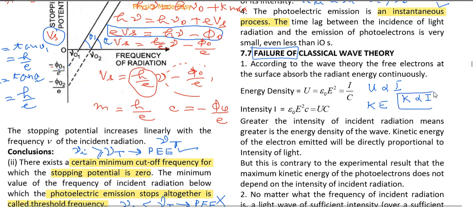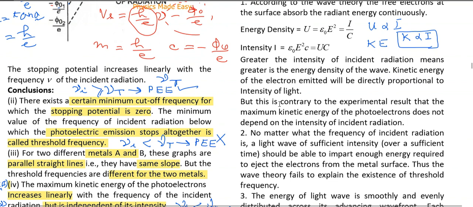So that's why classical theory fails to explain the photoelectric effect. I will further elaborate it. Greater the intensity of incident radiation means greater energy density of wave. Kinetic energy of electron emitted will be directly proportional to intensity. This is what it predicted. But this was contrary to the experimental result.